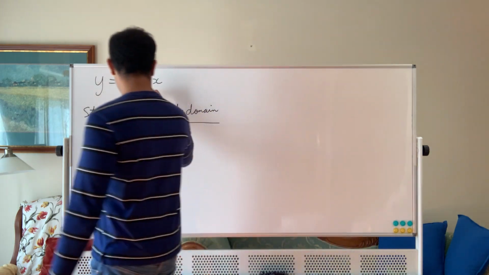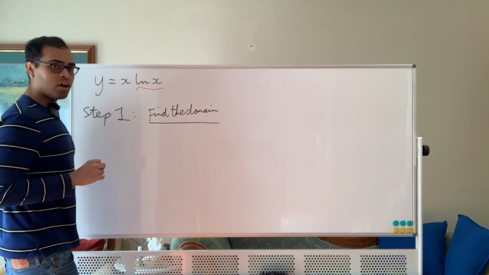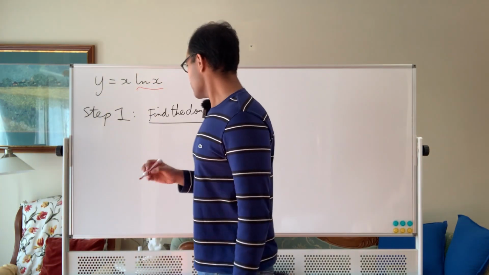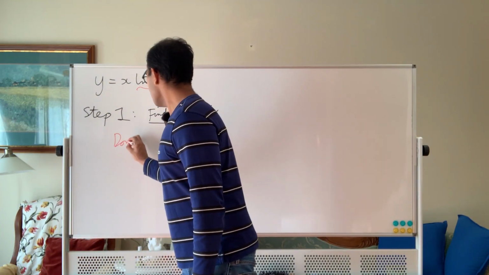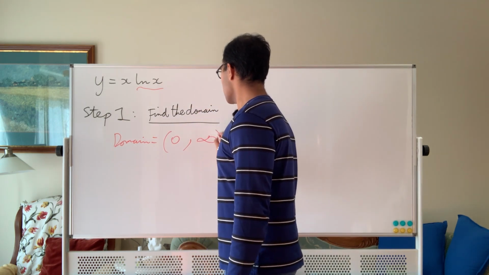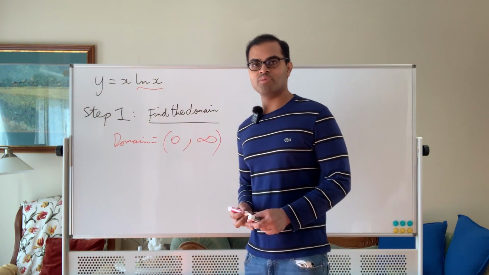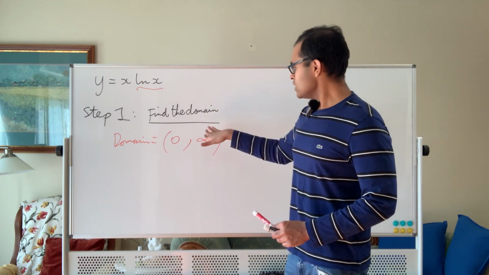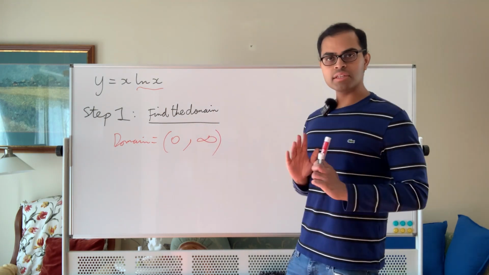So here we've got the log. We cannot take the log of 0 or the log of a negative number. So the domain is just going to be all positive numbers, which is just going to be the interval 0 to infinity. And I've also done a video on interval notation, so check that out as well if you want to brush up on that. This just means all positive numbers. Okay, so that's number one.